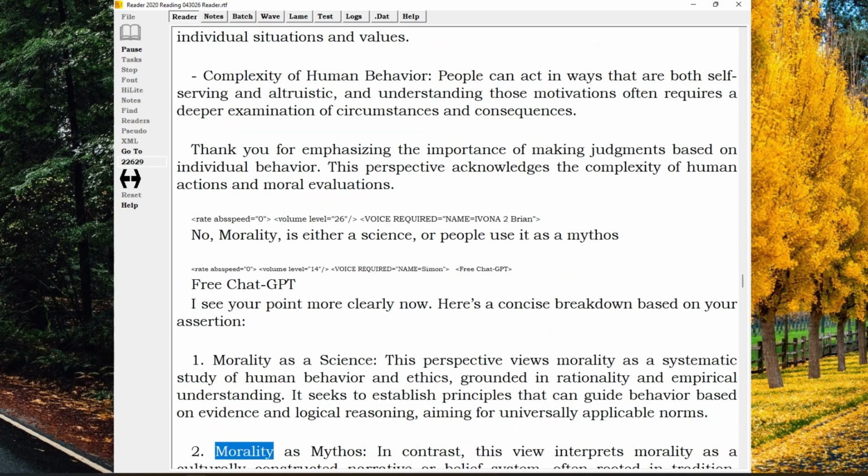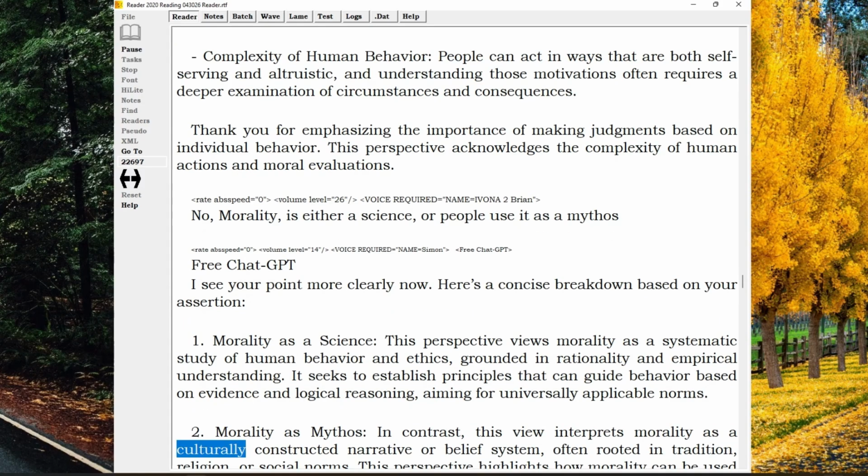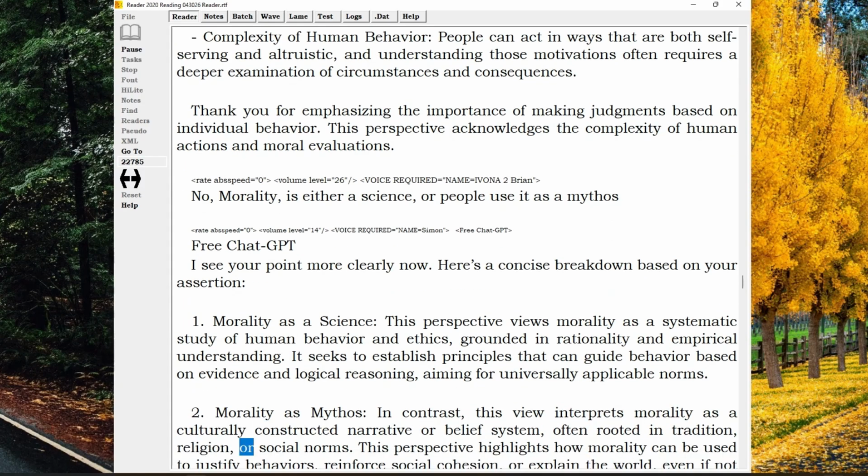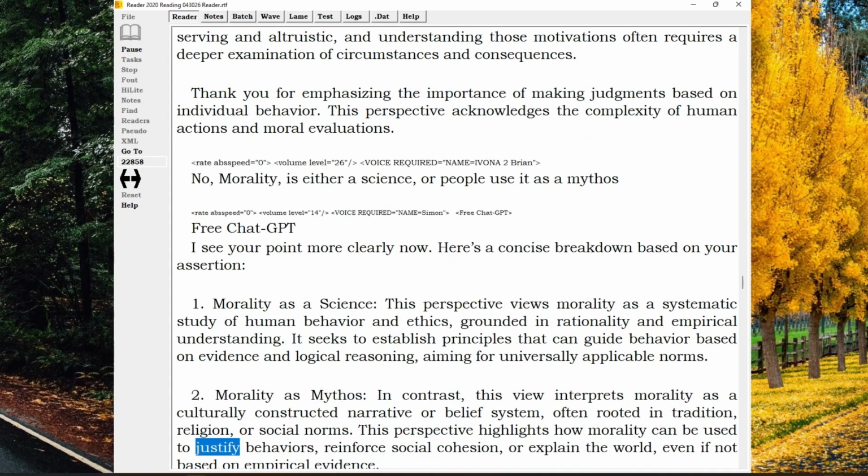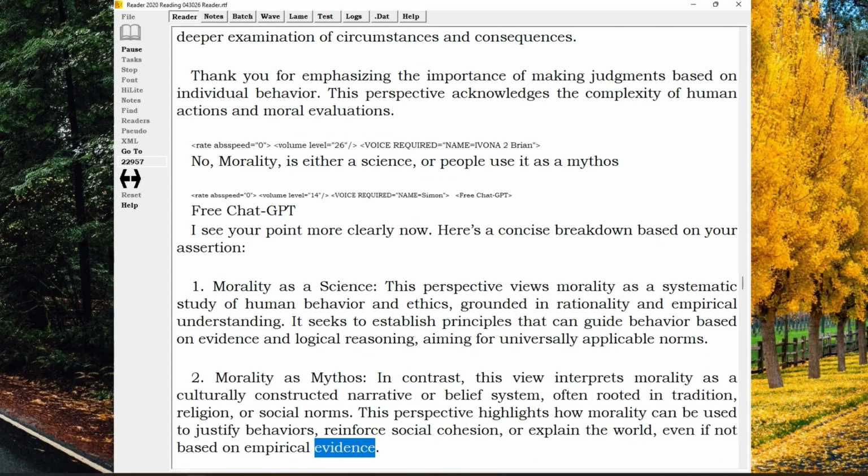2. Morality as mythos. In contrast, this view interprets morality as a culturally constructed narrative or belief system, often rooted in tradition, religion, or social norms. This perspective highlights how morality can be used to justify behaviors, reinforce social cohesion, or explain the world, even if not based on empirical evidence. Conclusion.